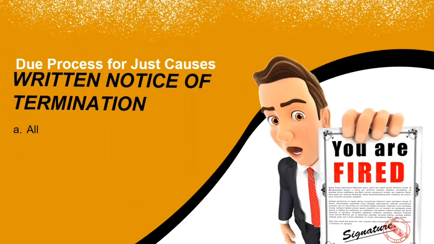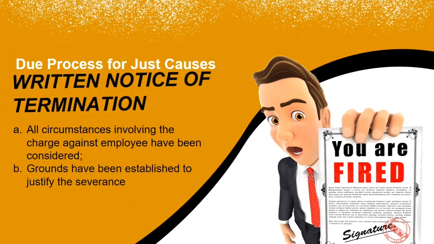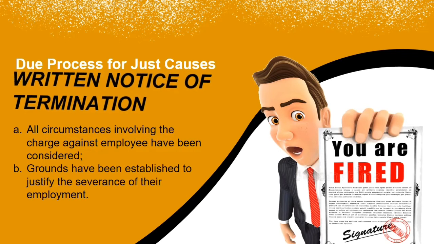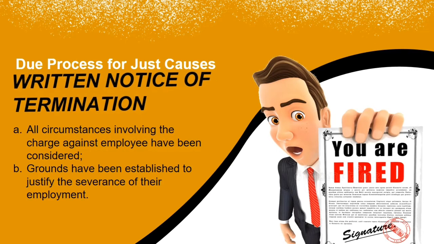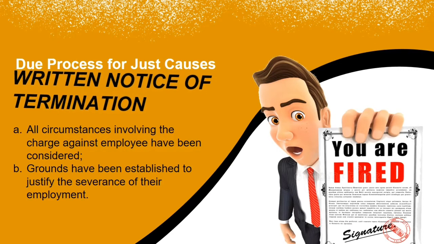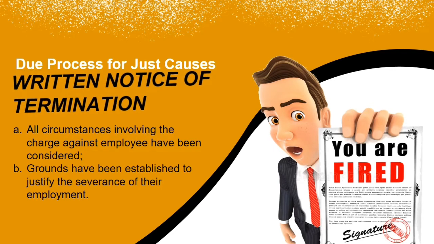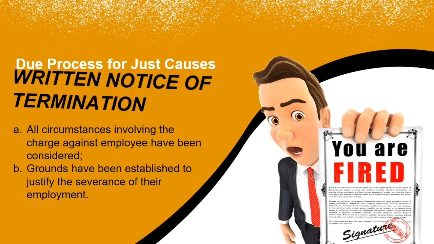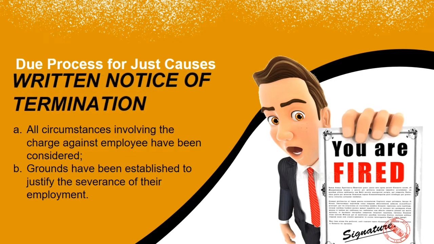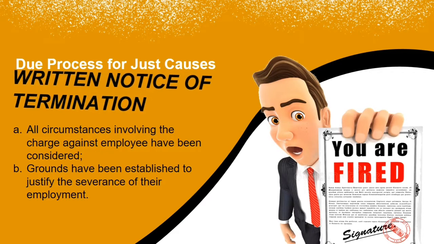Then next, the third step is the written notice of termination. In this written notice, all circumstances involving the charge against the employee have to be considered, as well as the grounds that had been established to justify why the employment of the employee is to be severed. So class, this notice of termination is the official document made by an employer that is issued to notify an employee that their employment contract has been terminated.